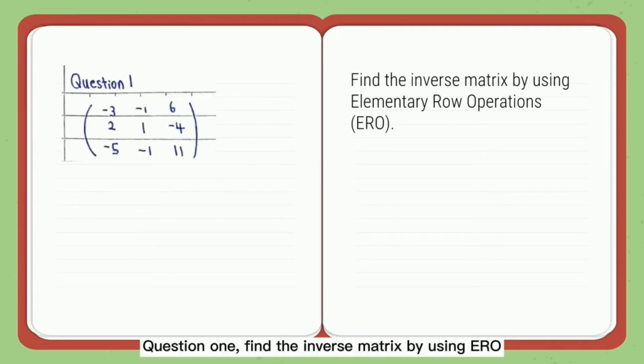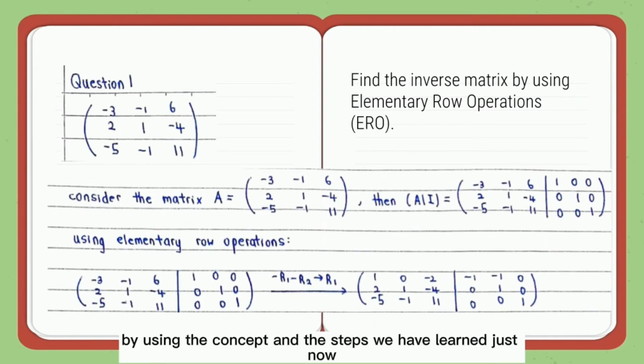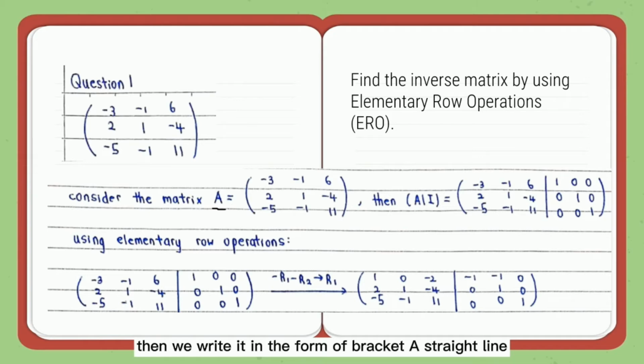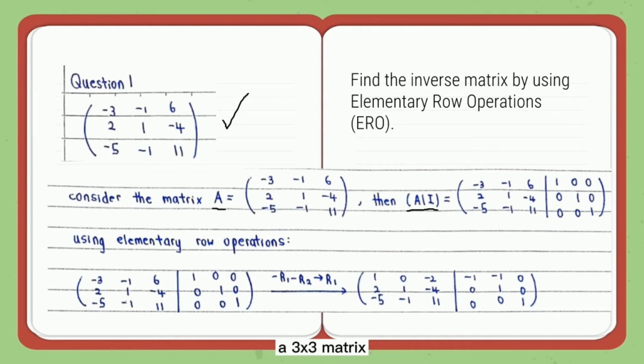Question time. Question 1. Find the inverse matrix by using ERO. By using the concept and the steps we have learned just now, firstly, we assign a variable to the matrix given by the question. In this case, I use A. Then we write it in the form of bracket A | I, where I is an identity matrix. In this case, we use a 3 times 3 identity matrix, since the matrix given by the question is also a 3 times 3 matrix.